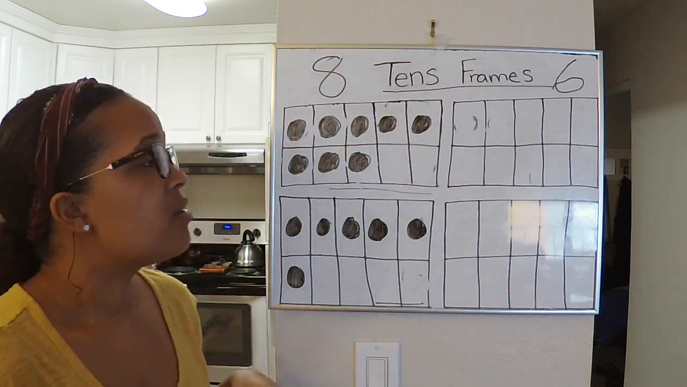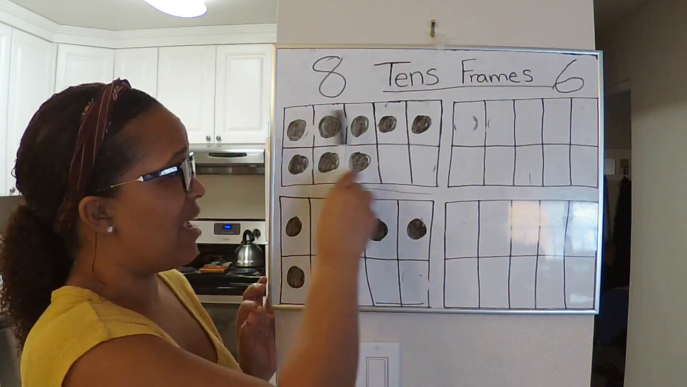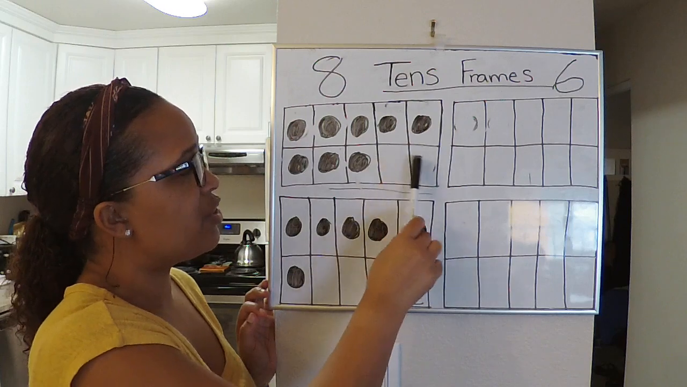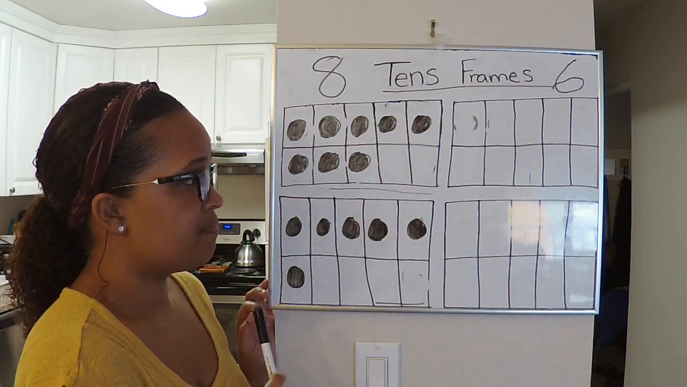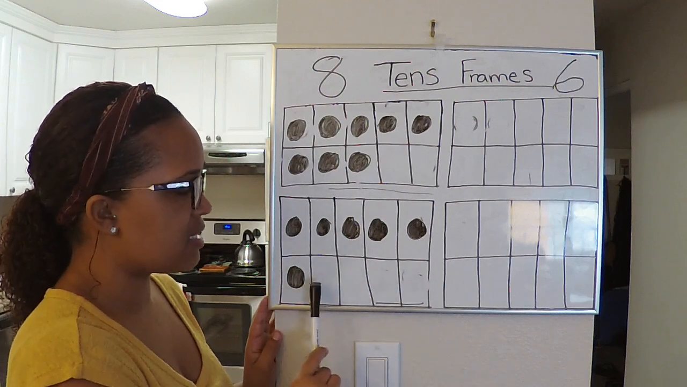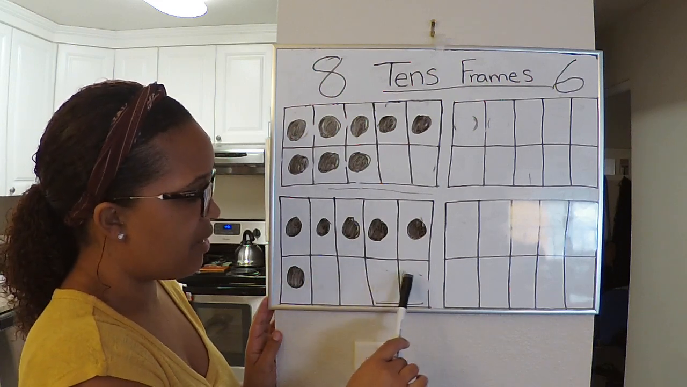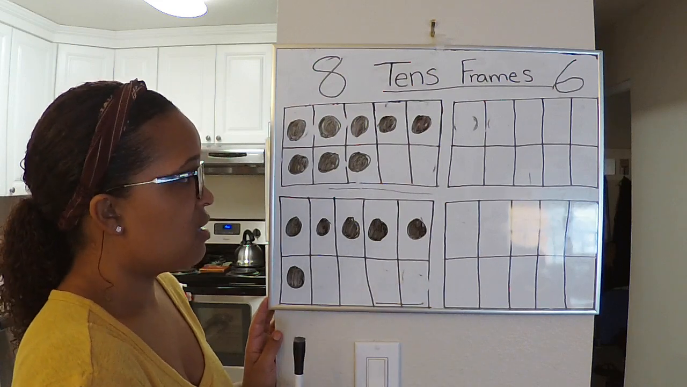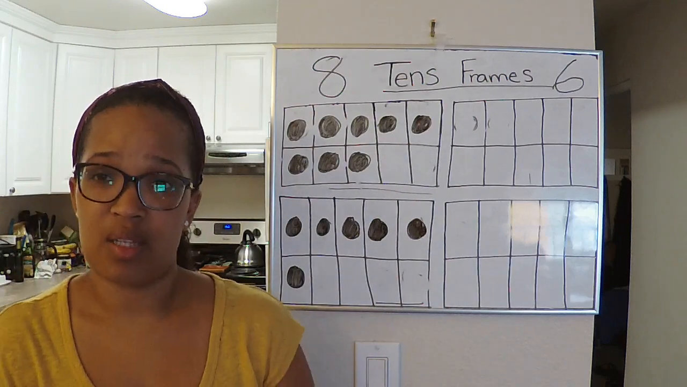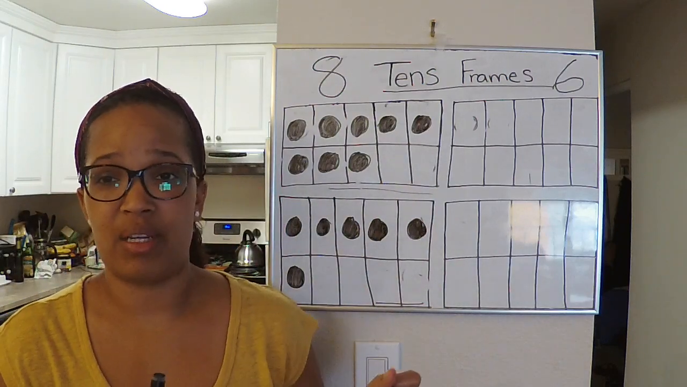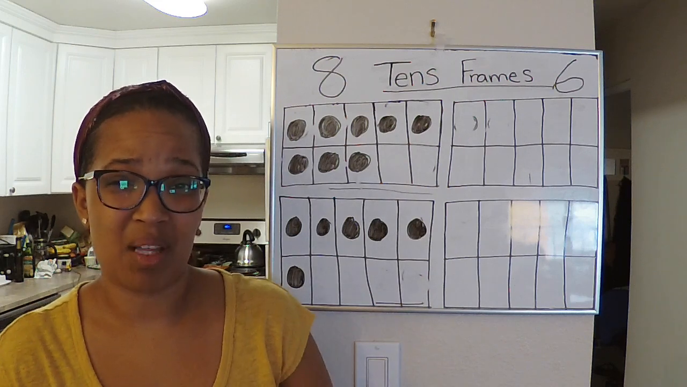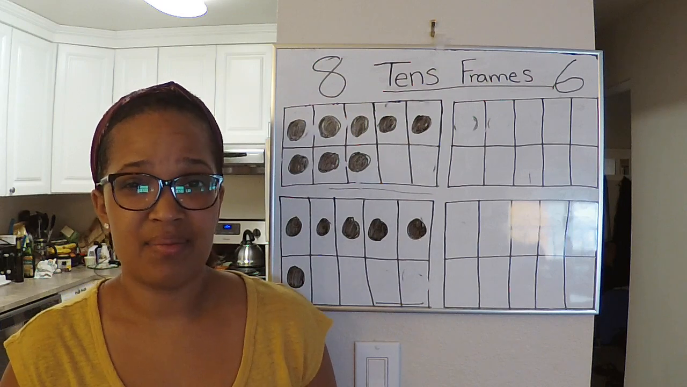Excellent. Okay, so let's compare. I noticed for our tens frame with 8 dots, we have 2 that are left blank. With our tens frame with 6 dots, we have 1, 2, 3, 4 spots that are left. Now, the bigger number is going to have more of the frame filled out than the smaller number. So just from that information, which one do you think it is?